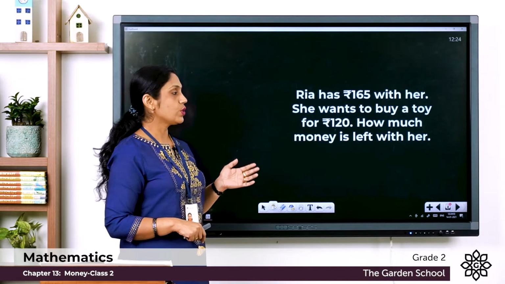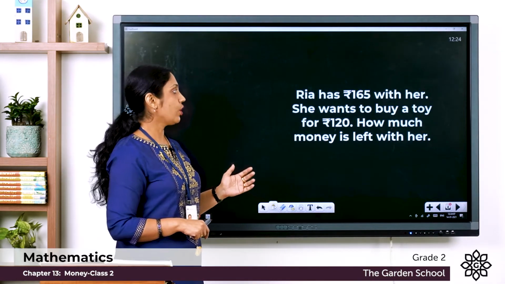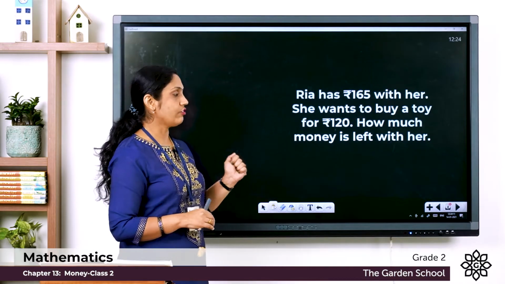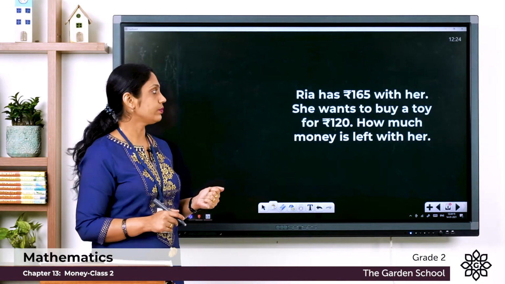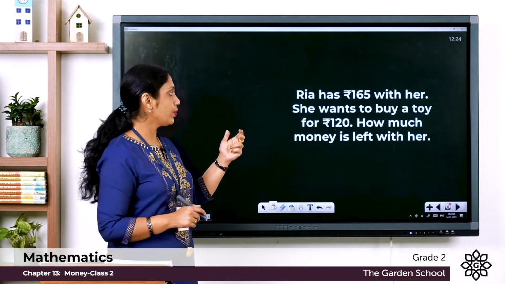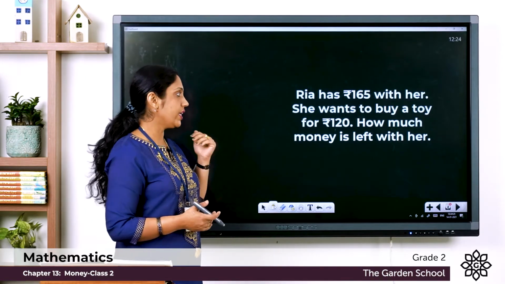Riya has rupees 165 with her. She wants to buy a toy for rupees 120. How much money is left with her? Here Riya is having 165 rupees and she wants to buy a toy which costs rupees 120. Now we have to find out how much money is left with her.